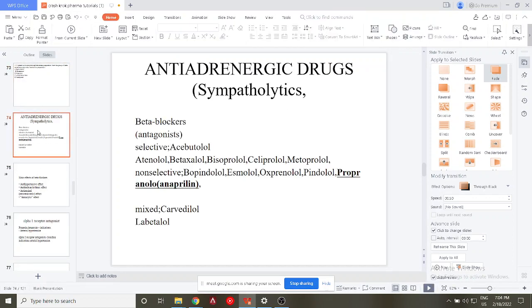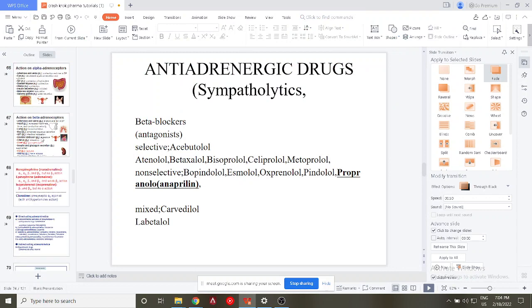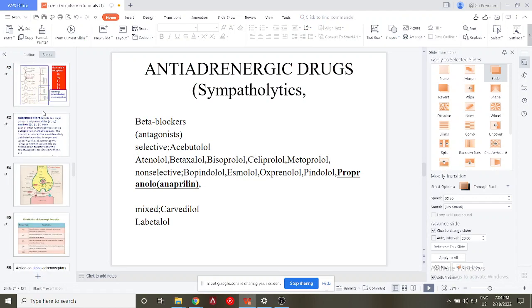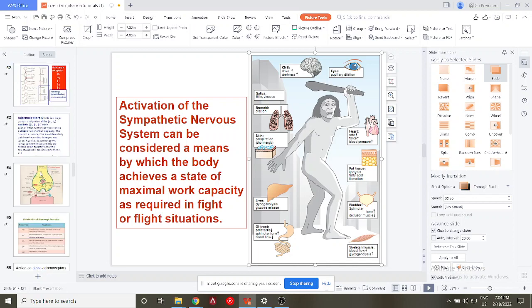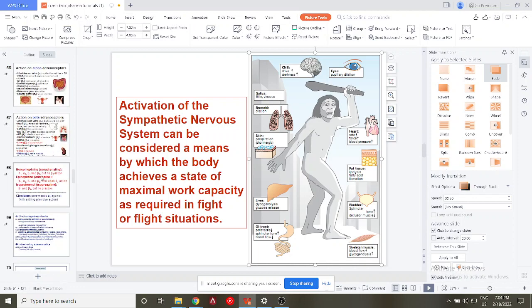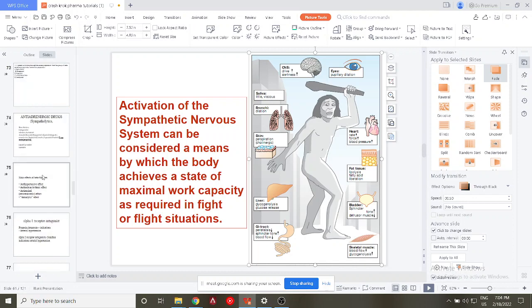Okay, moving on to antiadrenergic drugs. So, these drugs are going to oppose everything you see here. It's going to be the opposite. So instead of causing pupillary dilation, it's going to cause pupillary constriction. Instead of increasing the heart rate, it's going to decrease the heart rate. Instead of causing bronchodilation, it's going to cause bronchoconstriction. So pharmacology is basically very easy. You just need to understand the terms, then know that the opposite is going to cause reverse of the action.